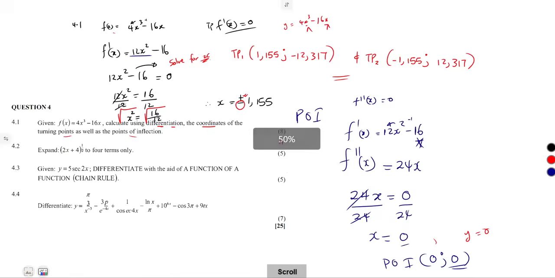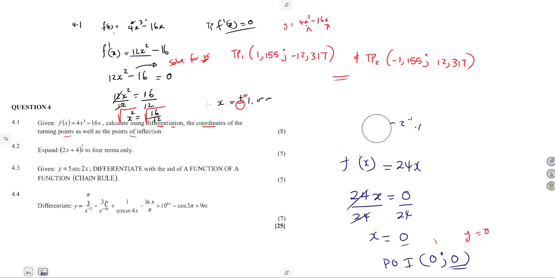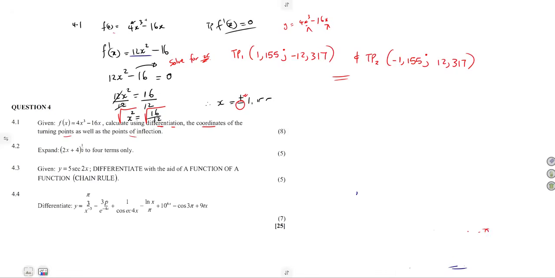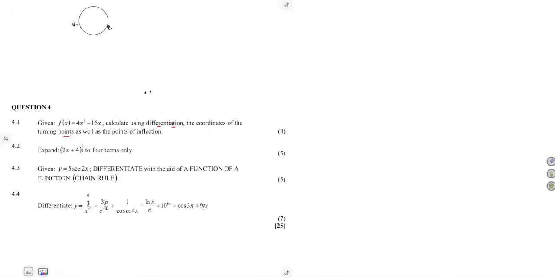So answer the question, guys. No need for you to tell us about these turning points. Is it maximum? Is it minimum? No, you are not asked about that. Just the turning points and the point of inflection. You are done.